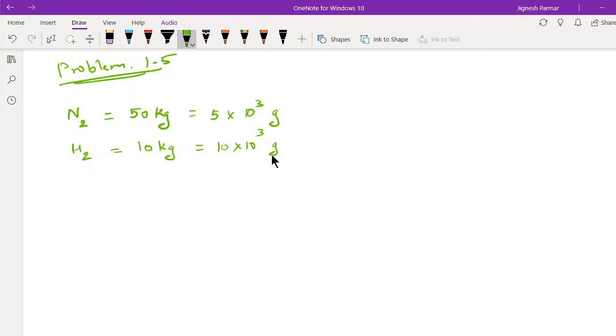Now they are asking what amount of NH3 will be formed. So first thing we have to find out that. Second, they are asking what is the limiting reagent in the production of NH3. So limiting reagent.